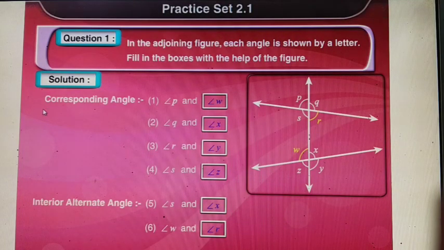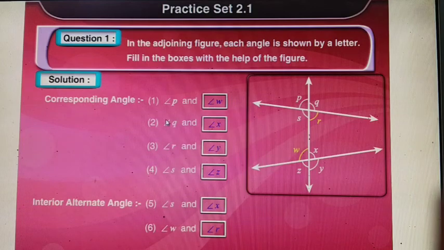First is the solution. Corresponding angle of angle P. Which angle will be the corresponding angle with angle P? Now see, here is angle P, angle S, angle W. Okay, we will skip angle S, and angle W will be the corresponding angle. So the answer will be angle W.